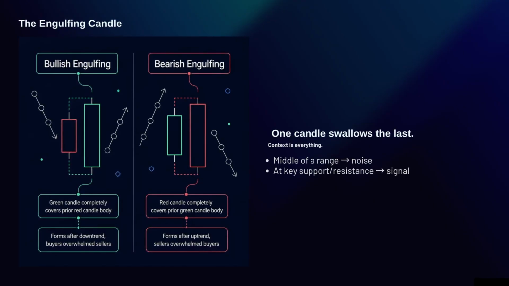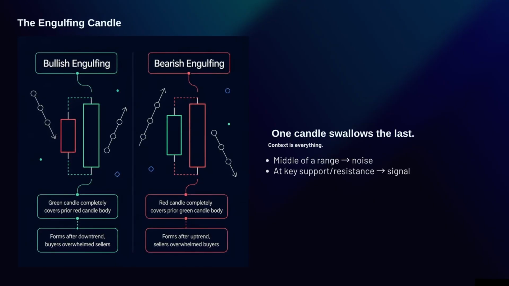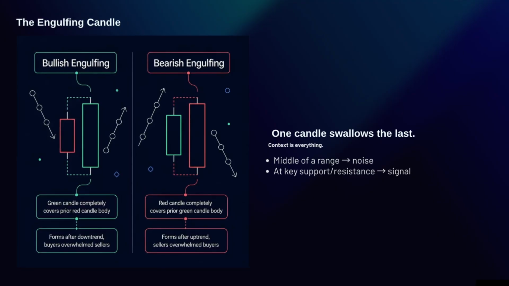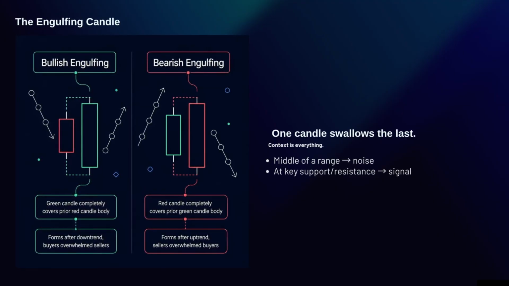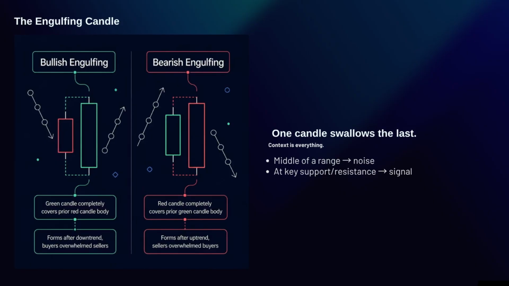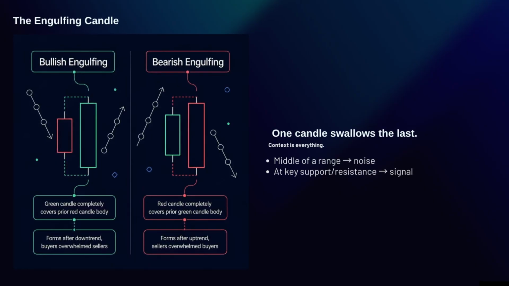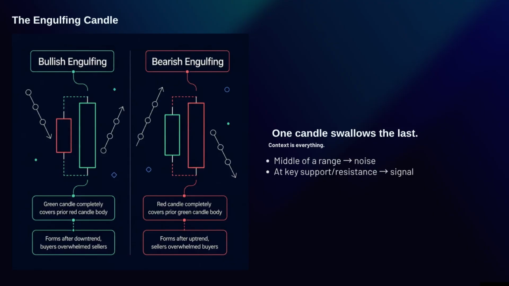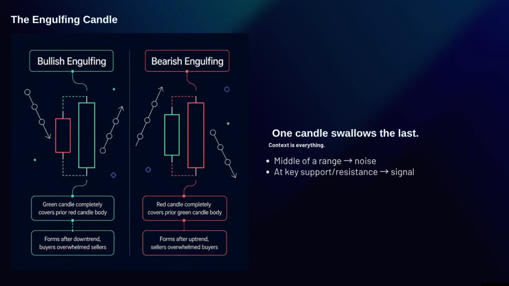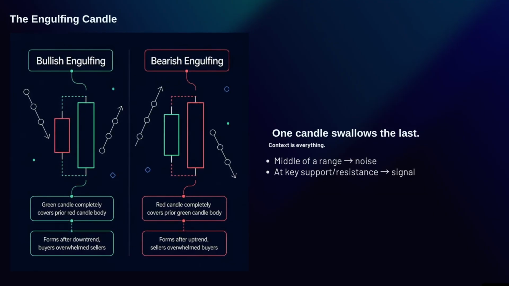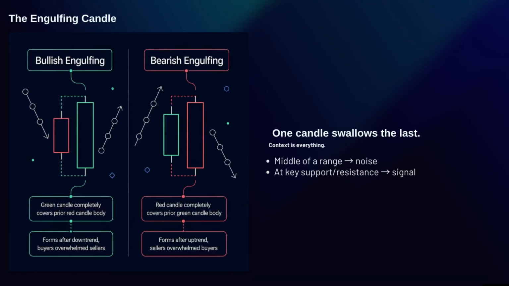But here's what most tutorials leave out: size matters. Context matters. Where this pattern forms on the chart matters more than the shape itself. An engulfing candle in the middle of a random sideways range means almost nothing. The same candle at a key support or resistance level, that's a completely different story.